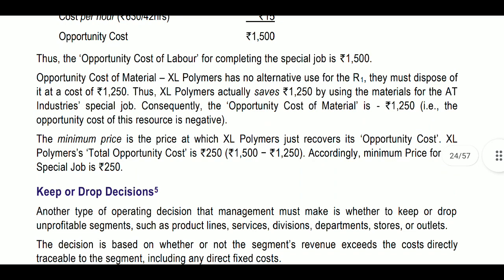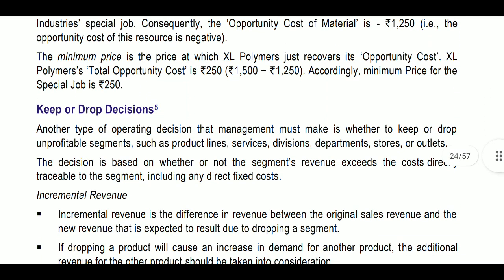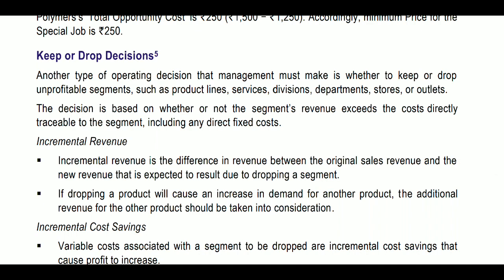Next, the minimum price is the price at which Excel Polymers just recovers its opportunity cost. Excel Polymers' total opportunity cost will be 1500 minus 1250 rupees. Actually 1250 will be saved by using the material for the special job, so that opportunity cost is negative. So 1500 minus 1250, the total opportunity cost will be 250 rupees. So the minimum price of the special job is 250 rupees. This is related to minimum price decision making.